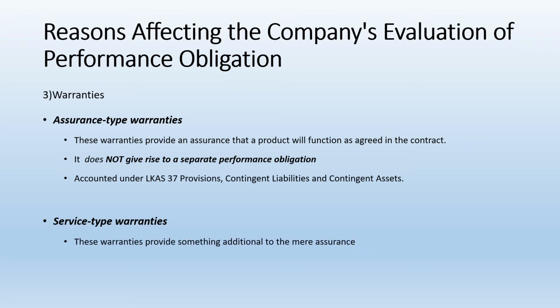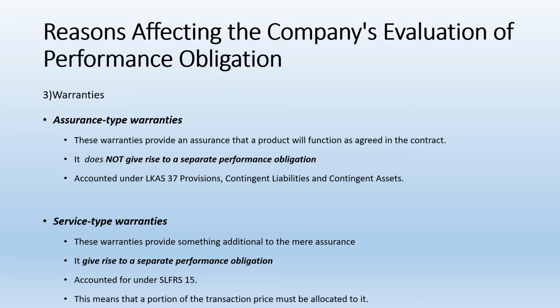Service type warranties provide something additional to the mere assurance. For example, they provide some extra service beyond fixing defects. It will give rise to a separate performance obligation because they provide additional service to the customer, and are treated as a distinct performance obligation. They are accounted for under SLFRS-15. This means that a portion of the transaction price must be allocated to warranties.